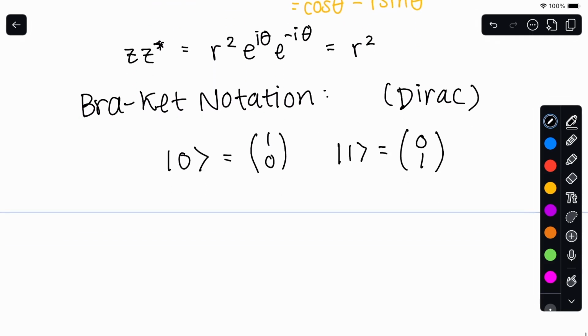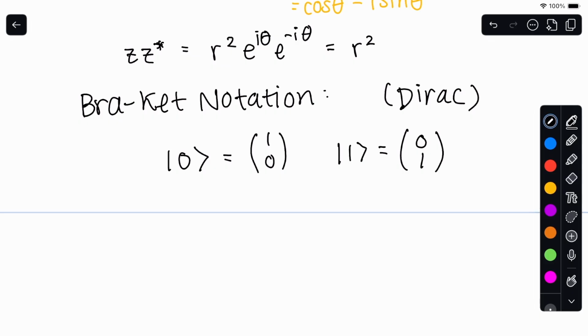So why would we want to do this? It seems like a column vector is perfectly fine, right? But as we get to more complicated quantum systems, so for instance, if we have a system of many qubits, then we're going to have a column vector with exponentially many entries. So this is just a compact notation for us to use.